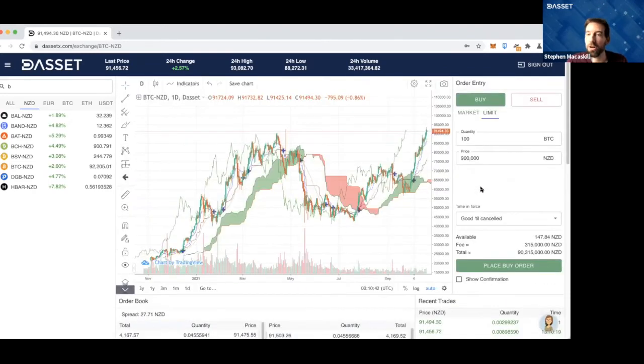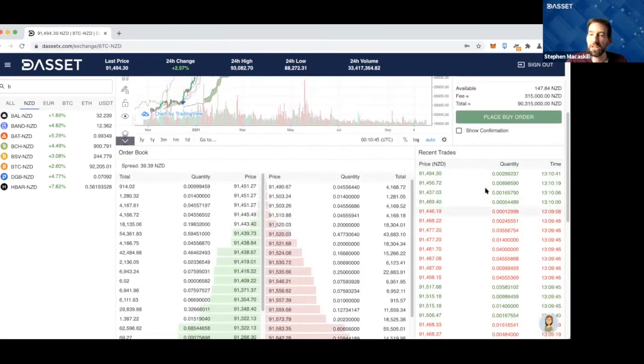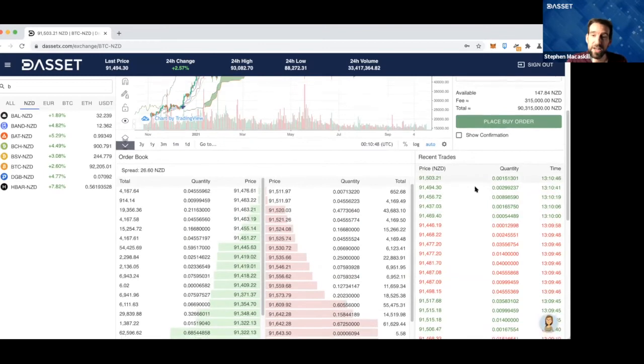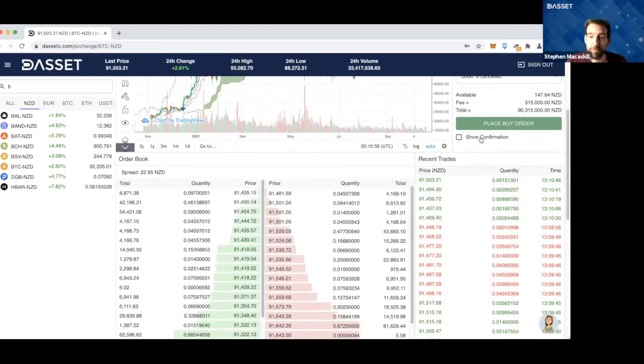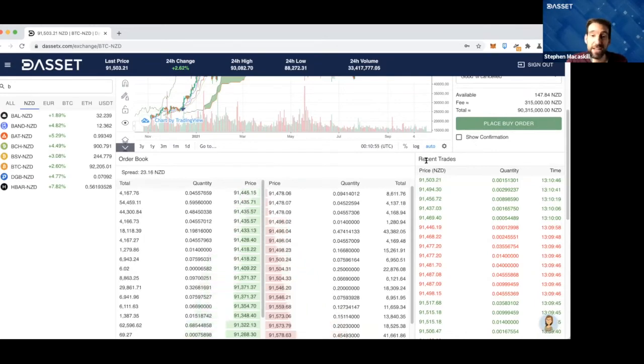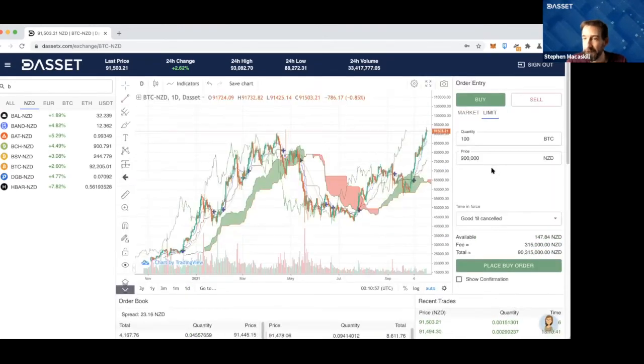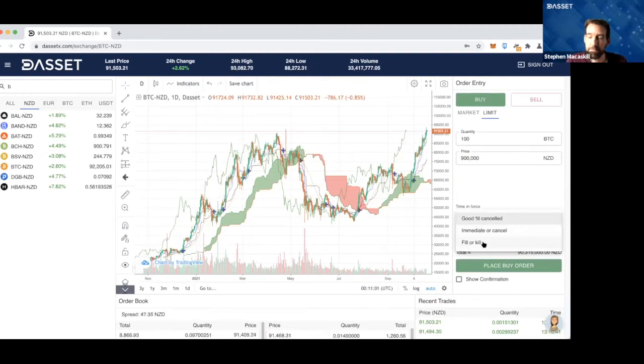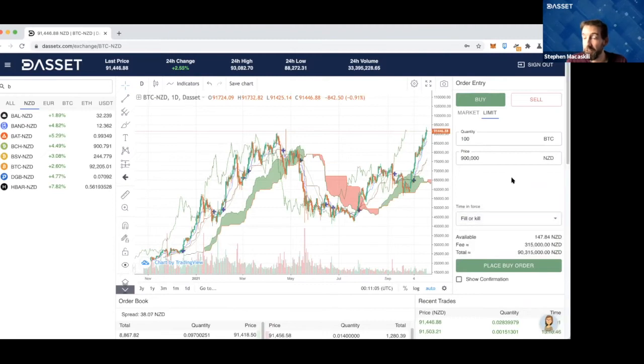But if you are placing an order for 10 or $20 million, then it's possible that for that split instant it moves by 10 to 20%. Then you would be paying that premium. But if you are doing a fill or kill, then the order would not fill. It would completely cancel. And so that's where something like this comes in handy.